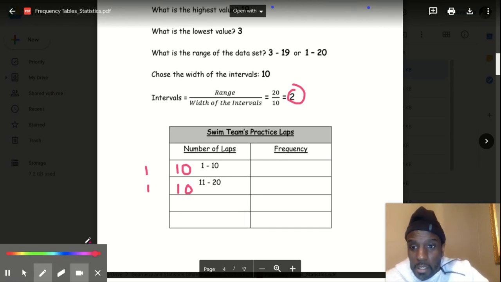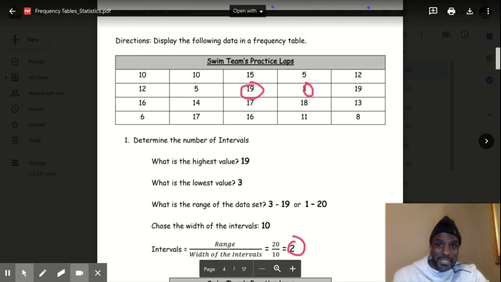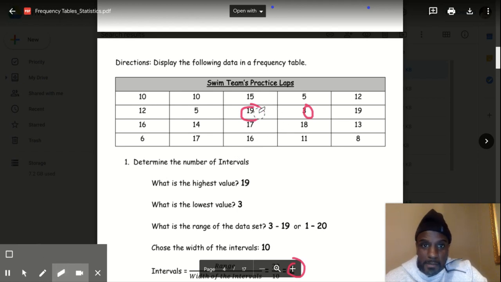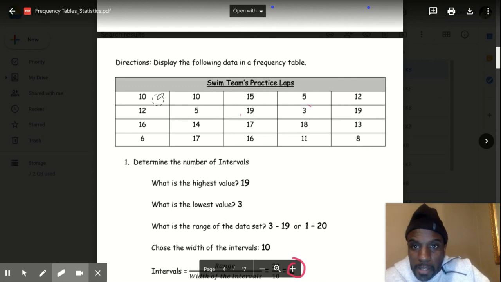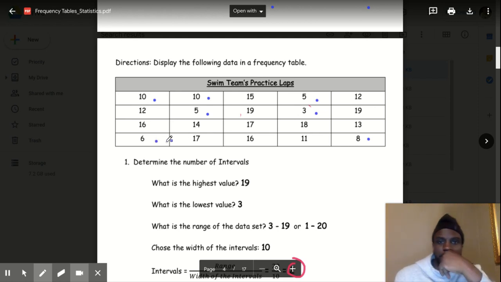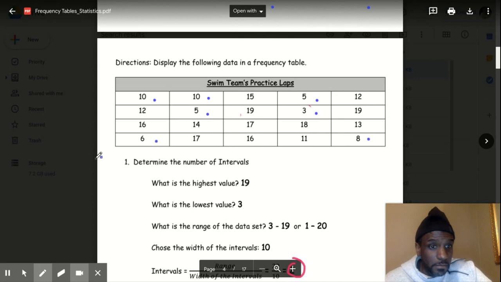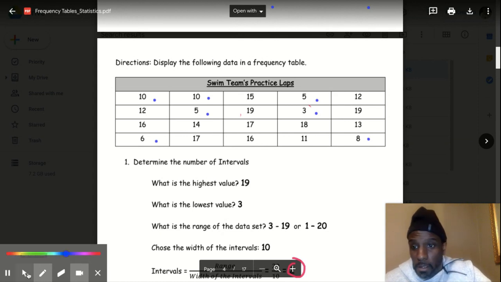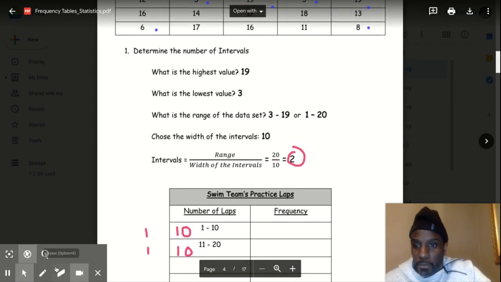Okay, now let's do it in blue. How many did 1 to 10 laps? So let's erase all of this. 1 to 10 laps. Let's do this. Here we go. Let's count. 1, 2, 3, 4, 5, 6, 7. Let's double check. I get 7. Do you get 7? Okay. Scroll down. And I'm going to put here in blue, I'm going to write 7.